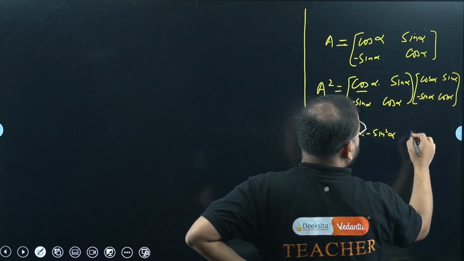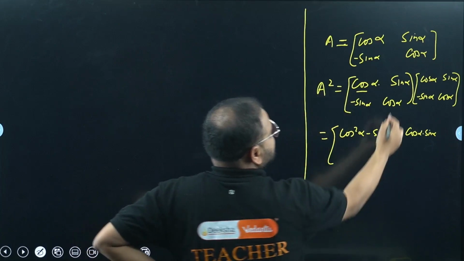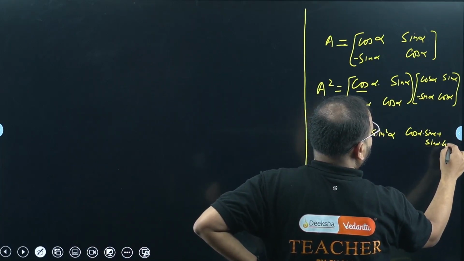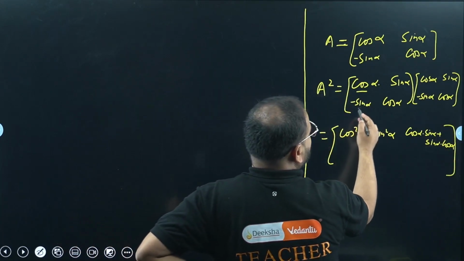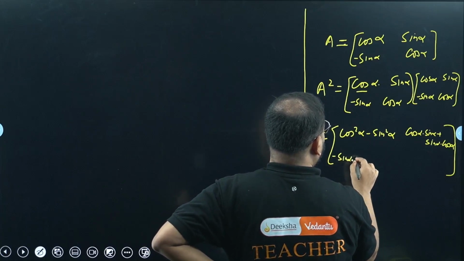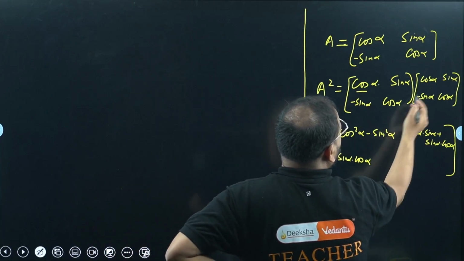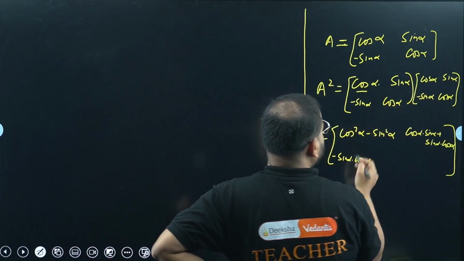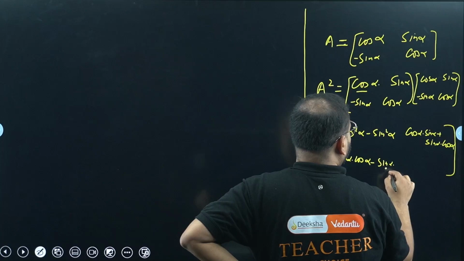Next, cos into sin will be cos alpha sin alpha. Sin into cos, so plus sin alpha cos alpha. Now second row: minus sin alpha with cos alpha will become minus sin alpha cos alpha, minus sin alpha cos alpha, and then cos alpha with sin alpha. Sin alpha with cos alpha is this, and cos alpha with minus sin alpha is the same thing.